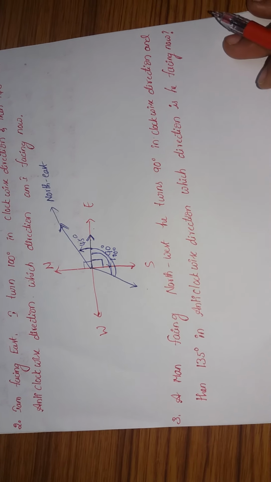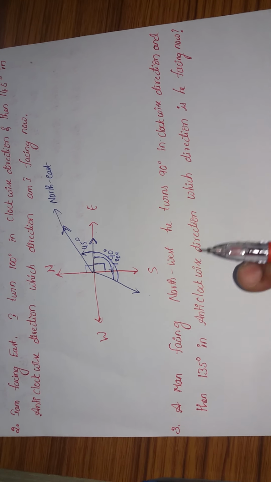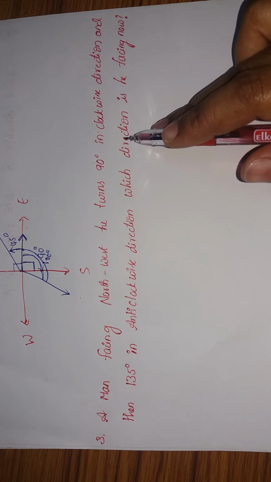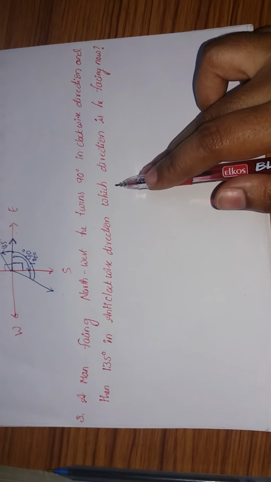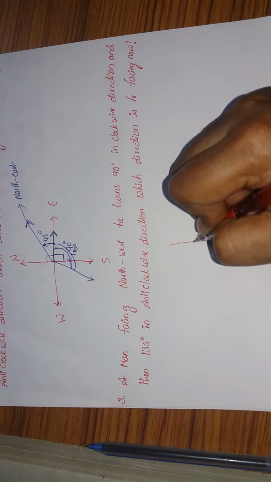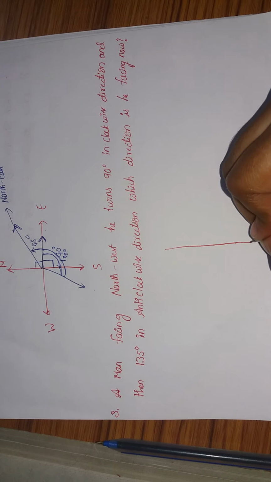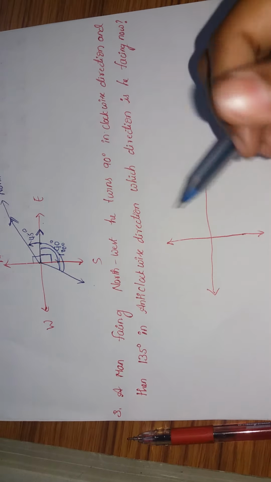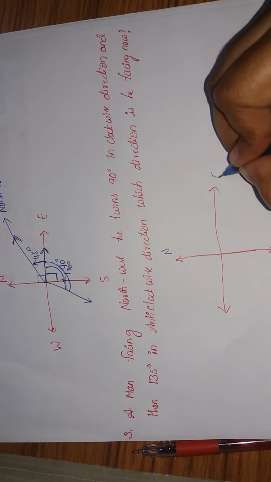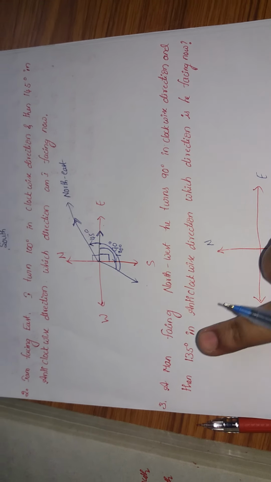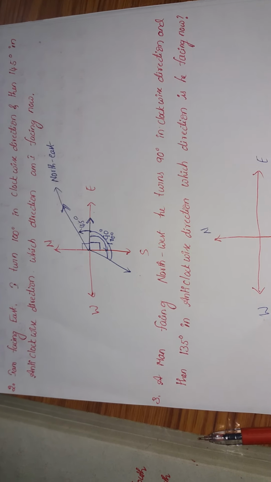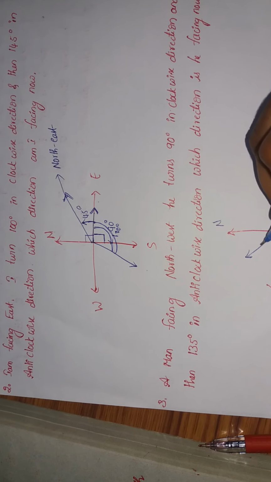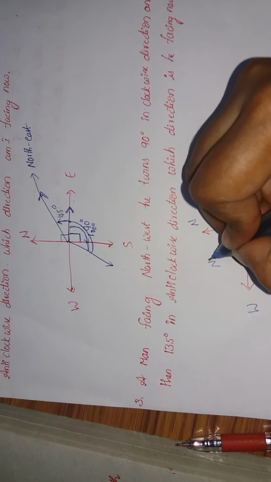Next question. A man is facing northwest. He turns 90 degrees in a clockwise direction and then 135 degrees in an anti-clockwise direction. Which direction is he facing now? Similarly, what we do? We have to first draw the directions diagram, that is north, south, east and then west. A man is facing northwest. Northwest means he is in this direction. Initially he is looking towards the northwest direction.